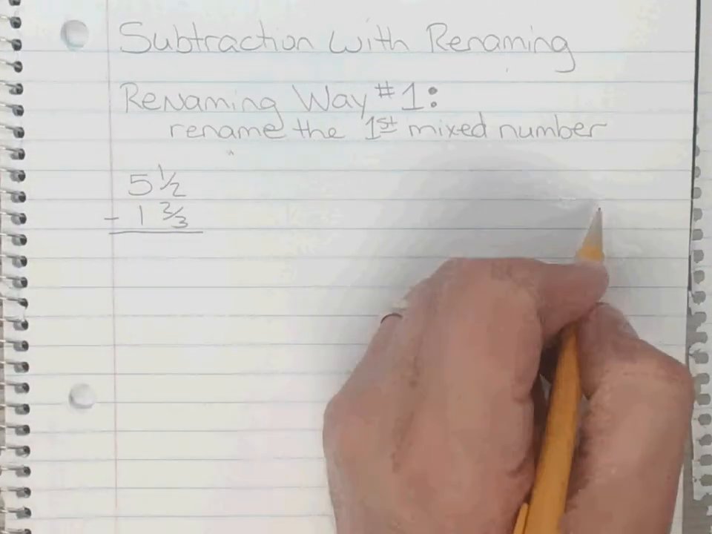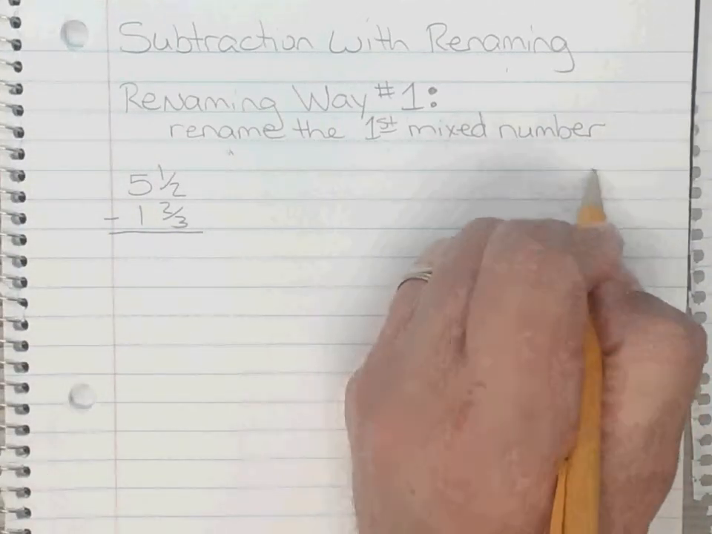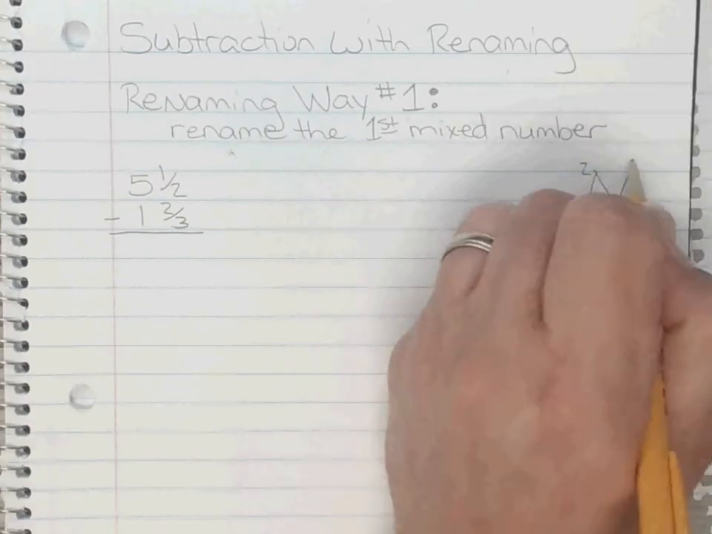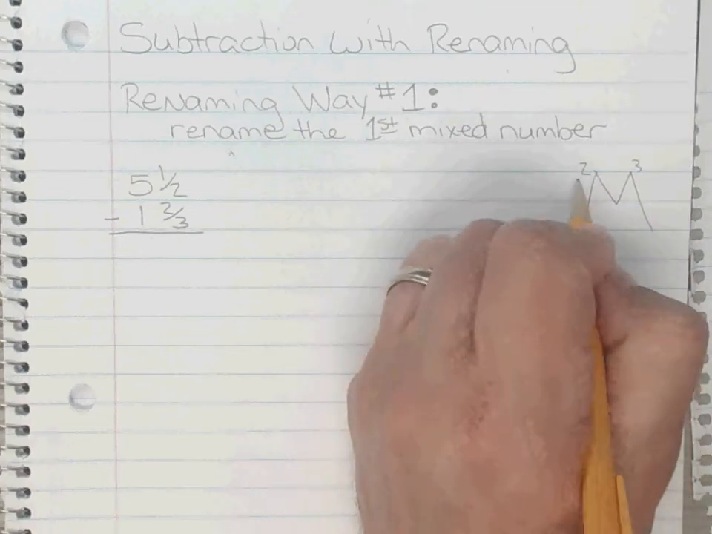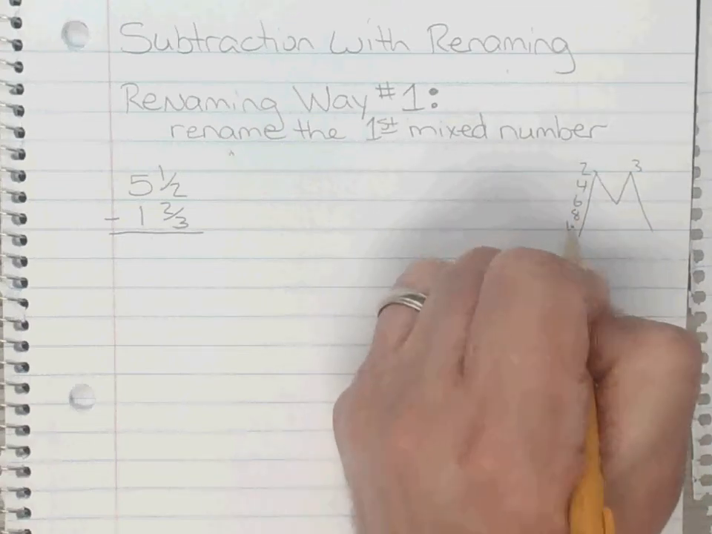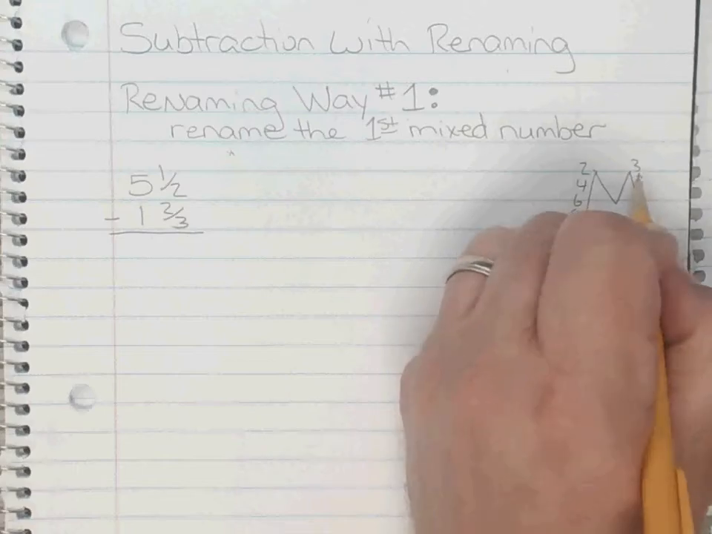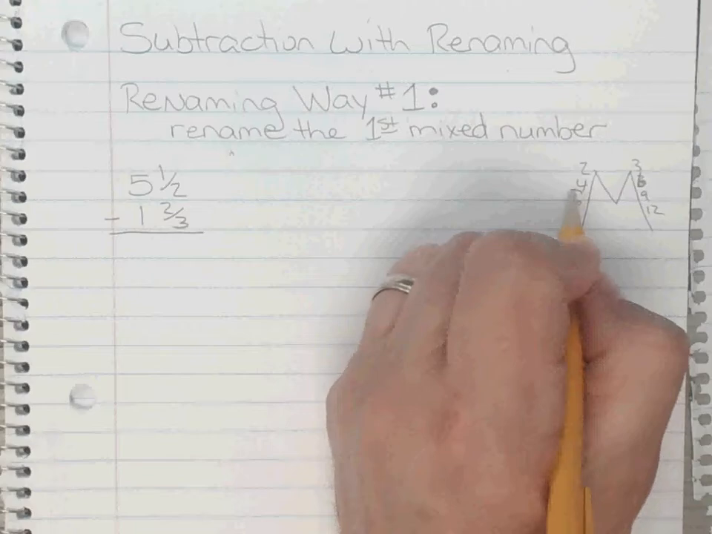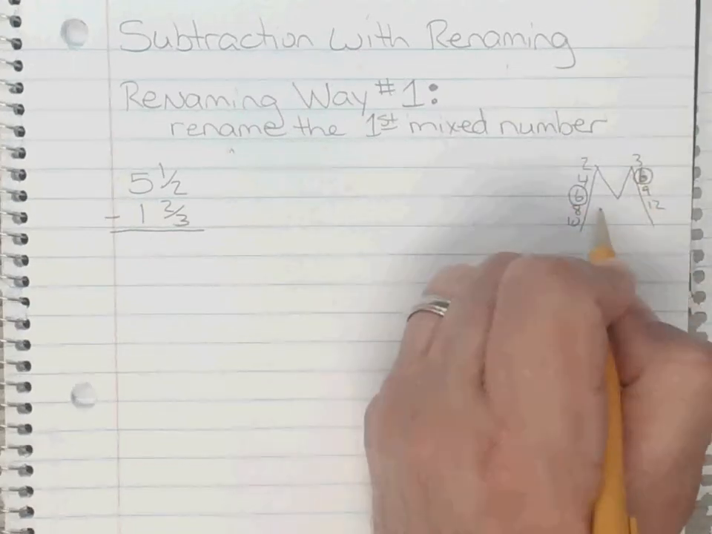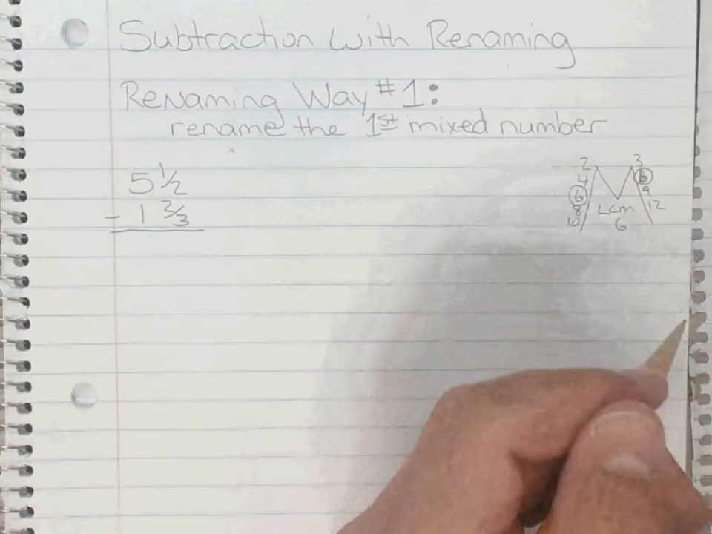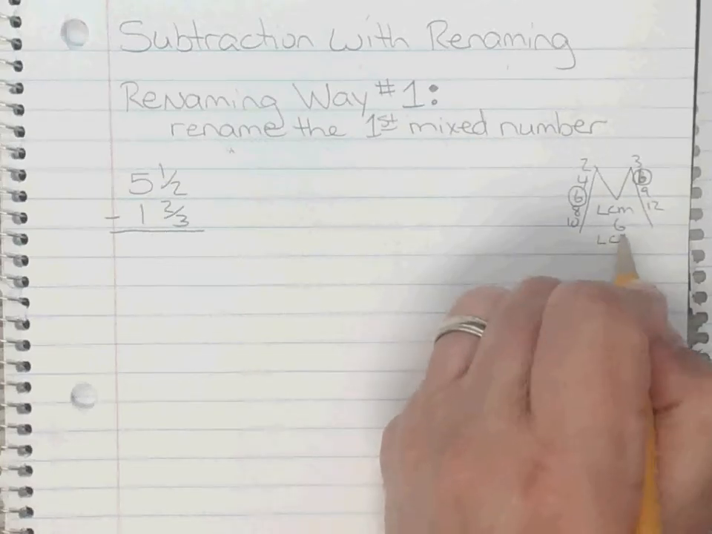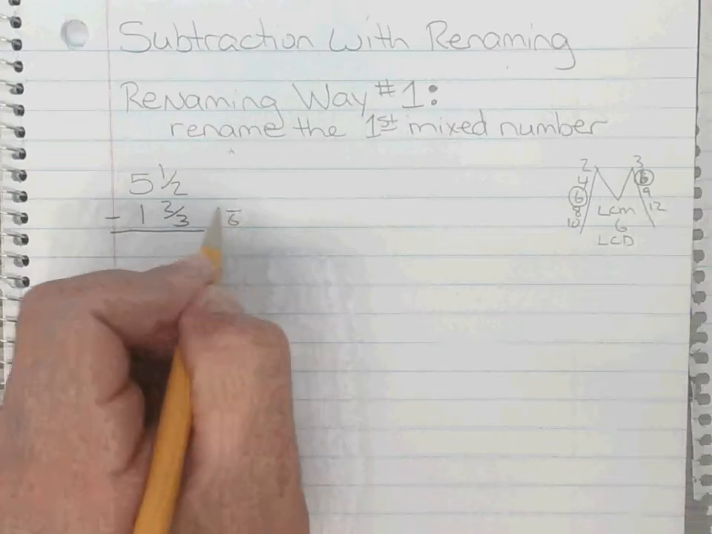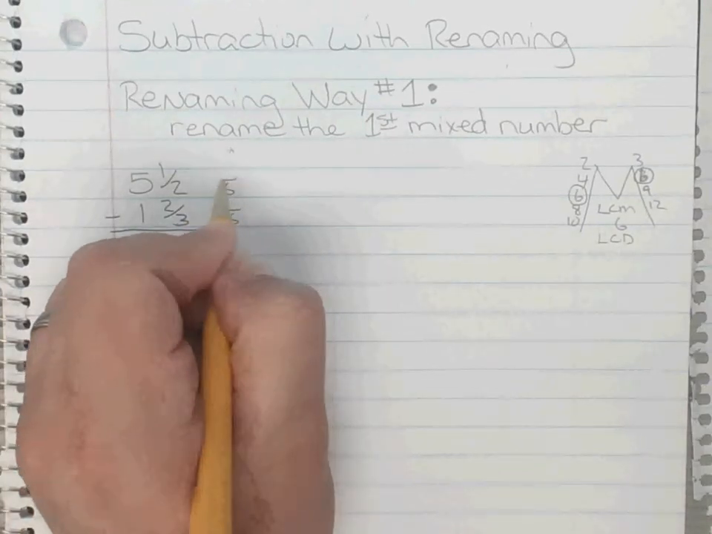And so I'm going to come way over here, and I'm going to do my big M. And remember, my denominators are 2 and 3. We skip count 2, 4, 6, 8, 10, 3, 6, 9, 12, and I can stop because I know right away that my LCM is going to be 6, which means 6 is my LCD. So I'm going to change 2/3 into sixths and 1/2 into sixths.